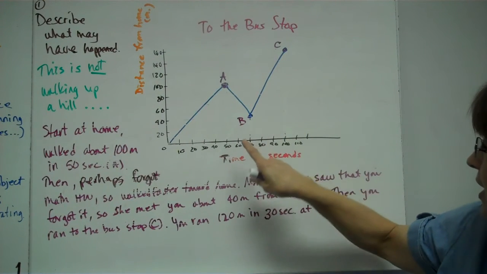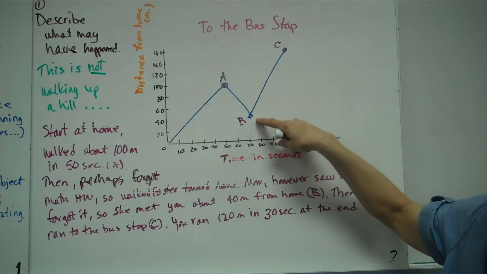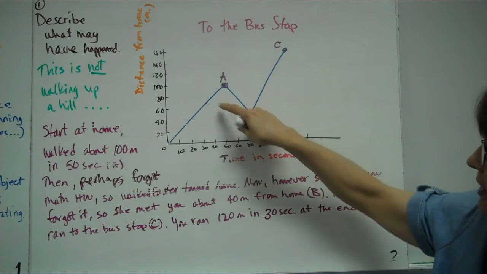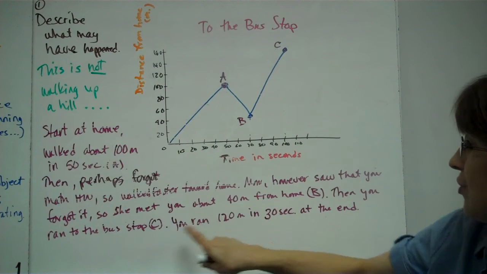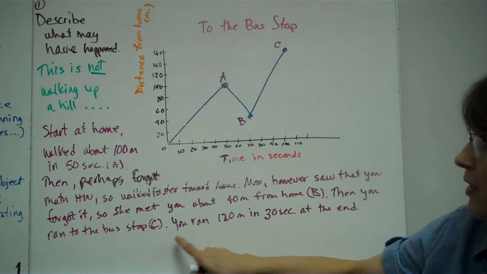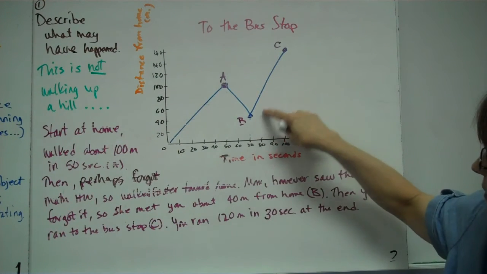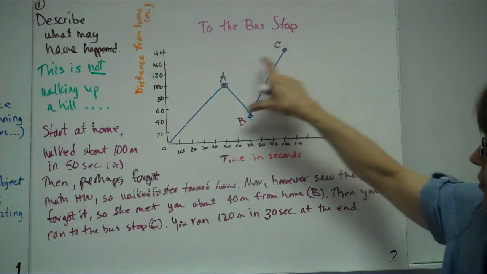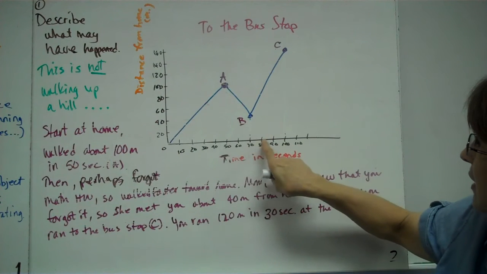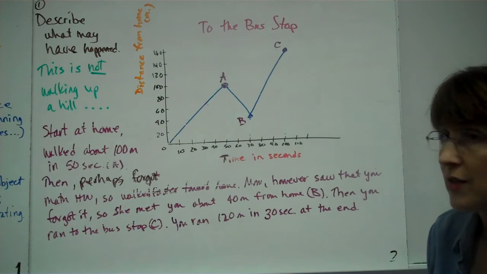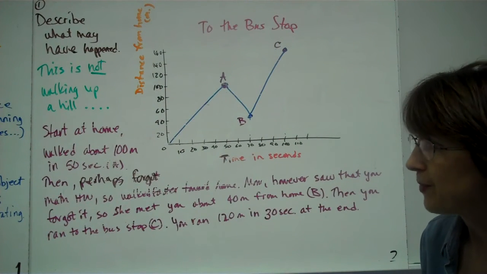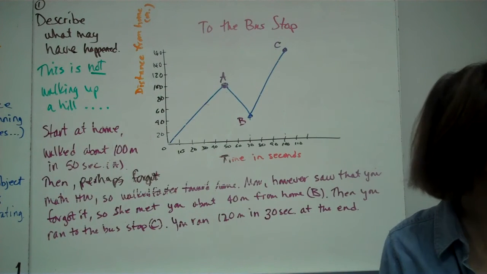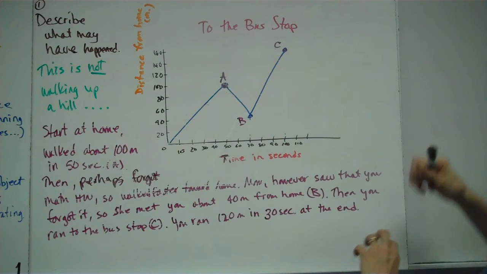And then you realized, oh, I better run, because see how this is steeper than that? So you ran to the bus stop, because you thought you might be late. And you ran 120 meters, from 40 to 160 is 120 meters, if you notice, in only 10, 20, 30 seconds. So you see, that was much faster than originally. See how rich this is, see how much you can tell about what's going on.